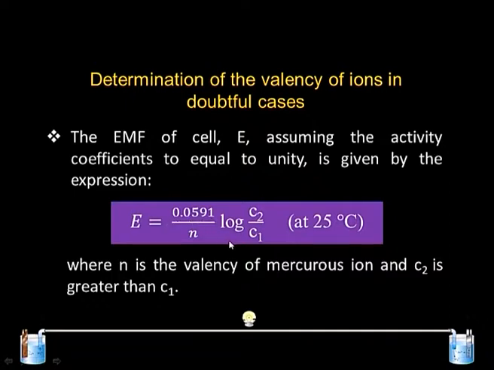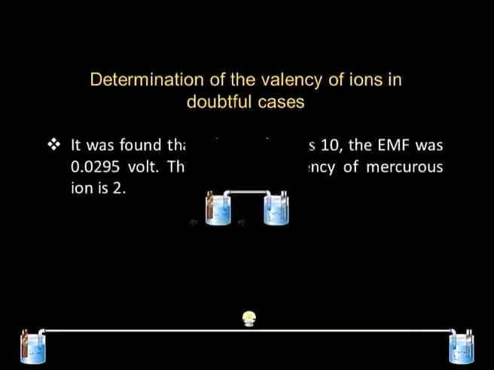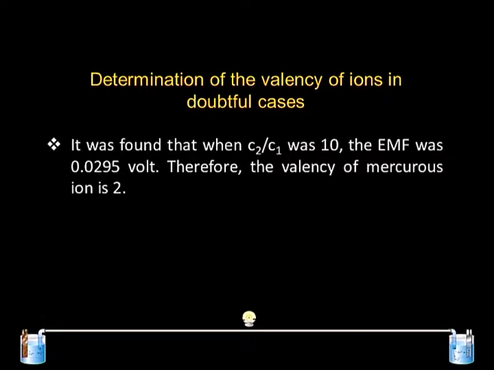0.0591 by n log C2 by C1, and this relation is valid at 25 degrees Celsius. In this equation, n is the valency of mercurous ion and C2 is greater than C1. It was found that when C2 by C1 was nearly 10, the EMF was 0.0295 volt. Therefore, the valency of mercurous ion is determined as 2.